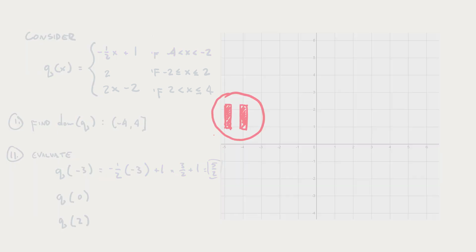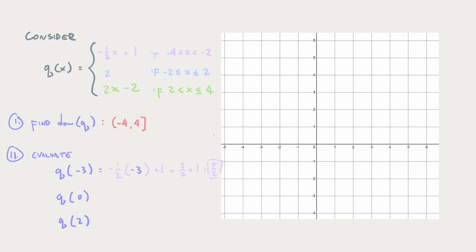Now I invite you to pause the video here and see if you can figure out the other two. All right, welcome back. I'm going to assume you paused it, but if you didn't, I'm just going to go through the evaluations now. So 0 is in the second interval.